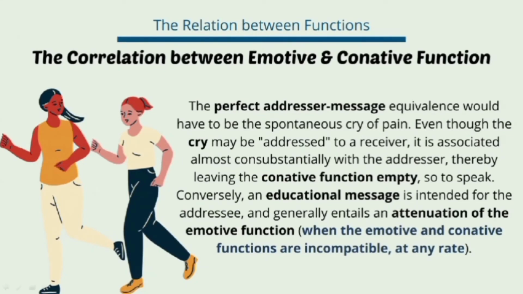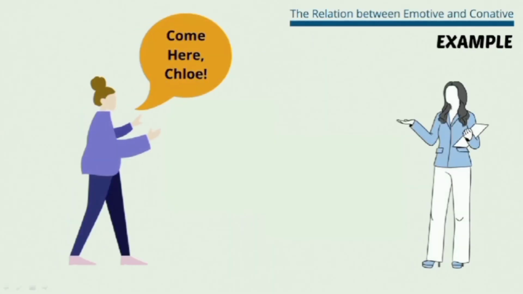Even though the cry may be addressed to the receiver, it is associated almost consubstantially with the addresser, thereby leaving the conative function empty, so to speak. Conversely, an educational message is intended for the addressee, and generally entails an attenuation of the emotive function, when the emotive and conative functions are incompatible at any rate. The relation between emotive and conative will be explained in this case.